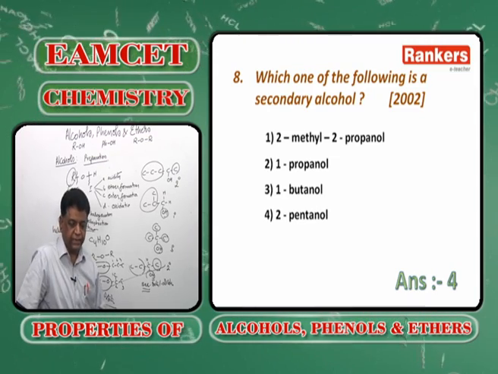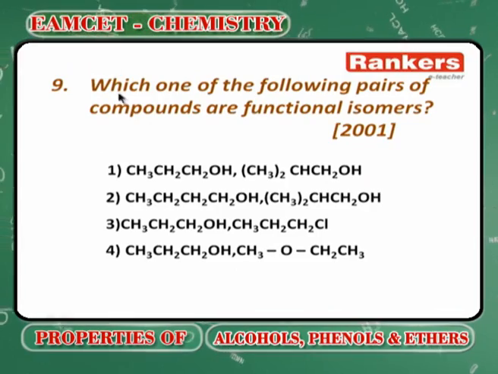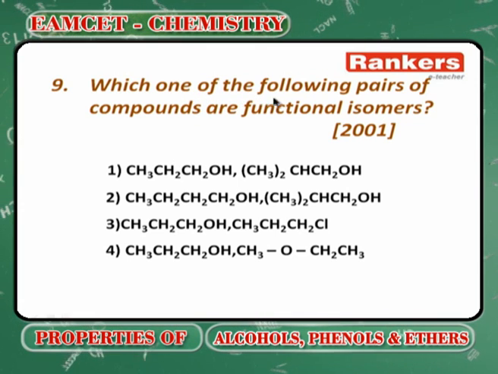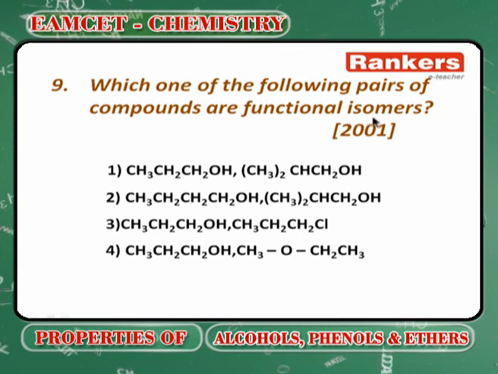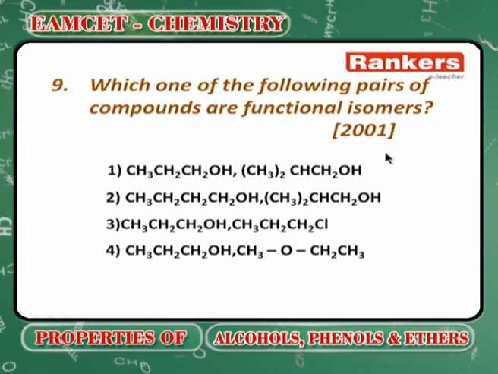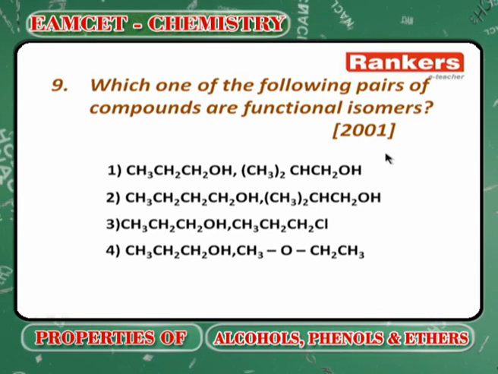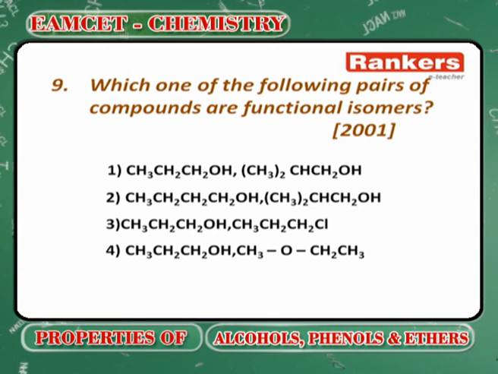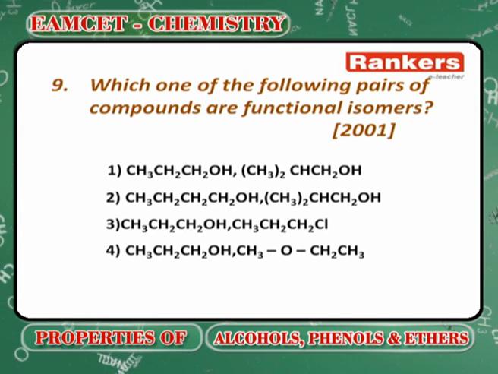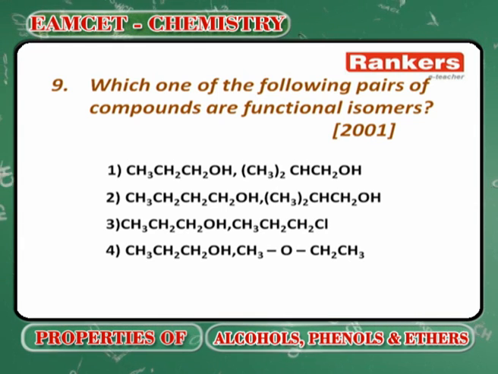Right. Next. The 9th question. Which of the following pairs of compounds are functional isomers? Again it is an isomerism question, but we have an alcohol and another alcohol, alcohol versus alcohol. So, the chain is changed, therefore it is chain isomerism. Second one is alcohol versus alcohol. Again the chain is changed, it is chain isomerism.